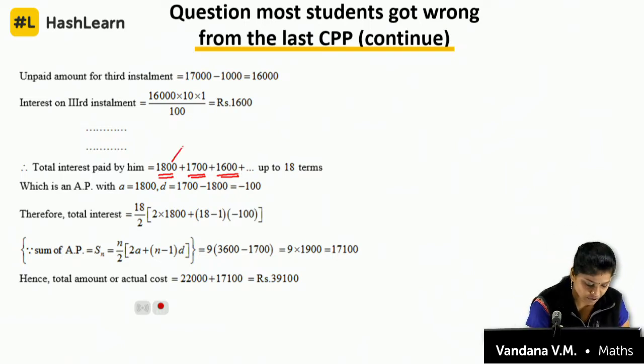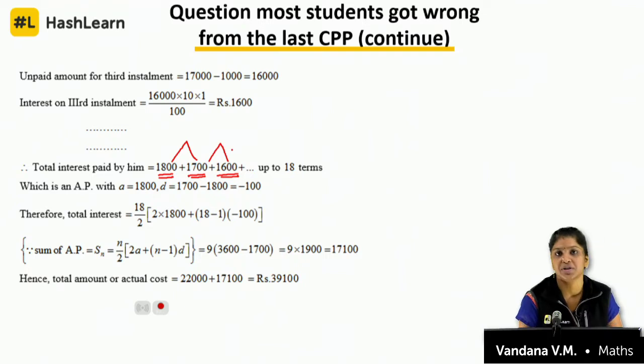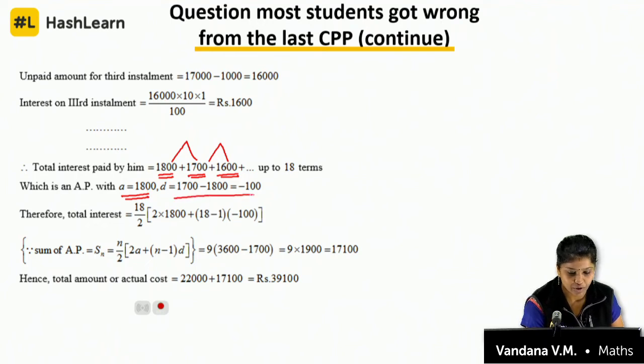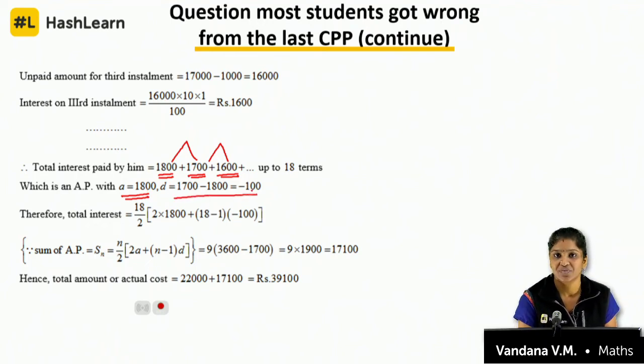If you observe all these terms, you can clearly say that it is following the arithmetic progression. Why? Because the common difference is the same. Now A is 1800. Common difference, how will you find out? Second term minus first term, that is minus 100 rupees.